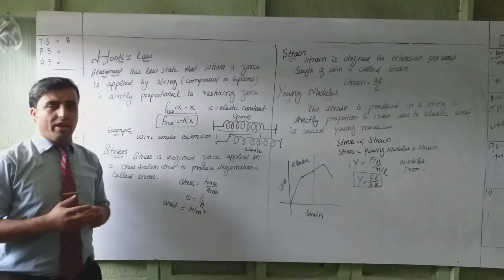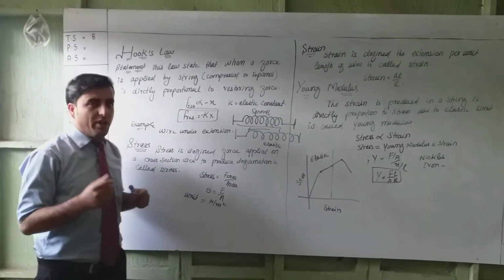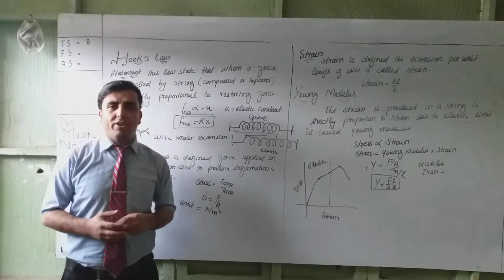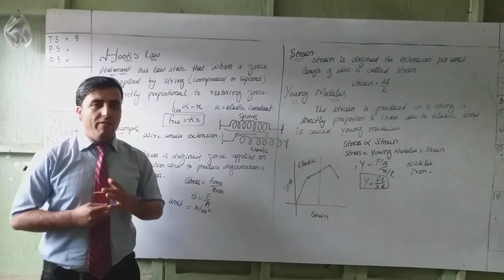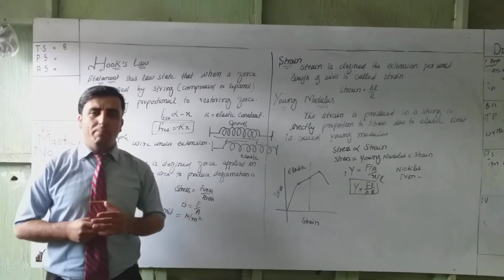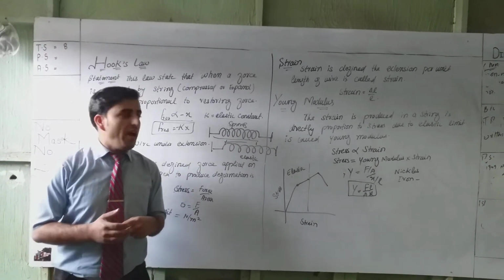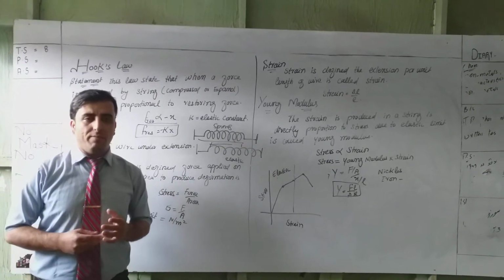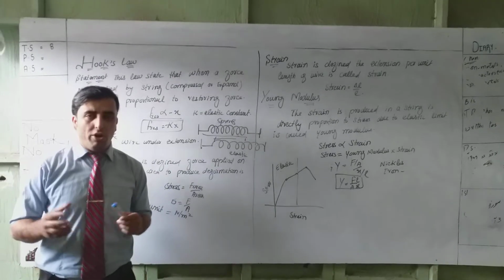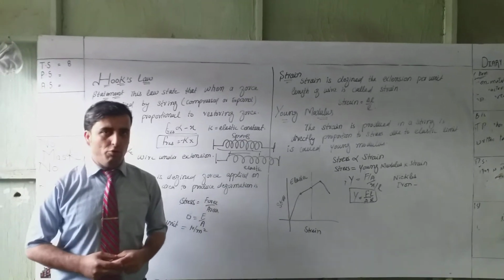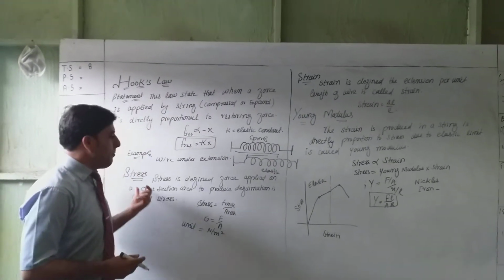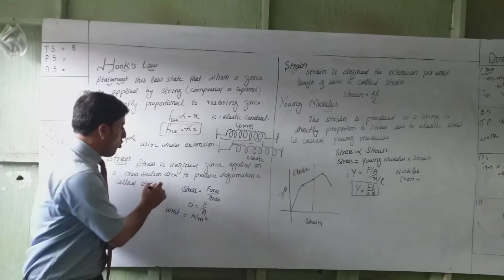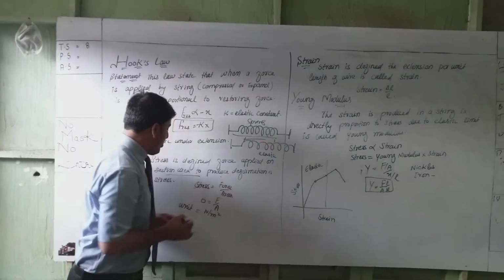As you see in the example in front of you, when a wire is extended, there are so many parameters involved here. I will explain them one by one. So what is meant by stress? As you can see, when we apply some force, some stress is produced in this body. So gentlemen, what is meant by stress? Stress is defined as force applied on a cross-sectional area to produce deformation.